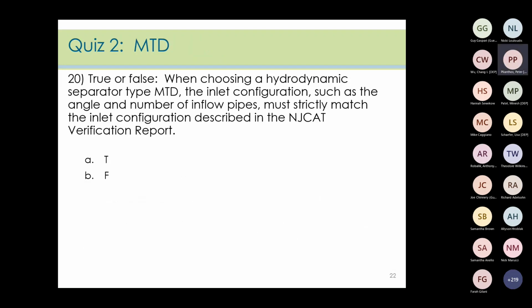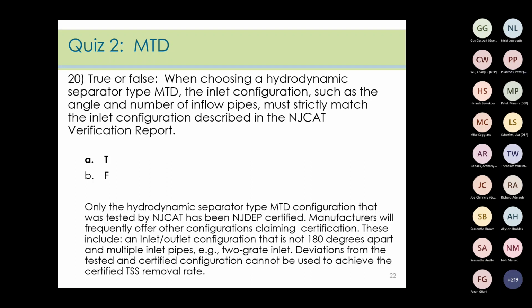Number 20, true or false? When choosing a hydrodynamic separator type MTD, the inlet configuration, such as the angle and number of inflow pipes, must strictly match the inlet configuration described in the NJCAT verification report. This is true. Manufacturers will try and offer other types of configurations, but this is not allowed. They must not deviate from the tested and certified configuration that the MTD was meant to be in, as they would not meet the certified TSS removal rate.